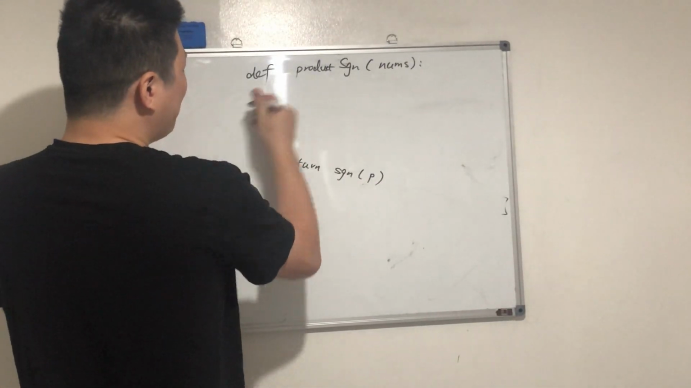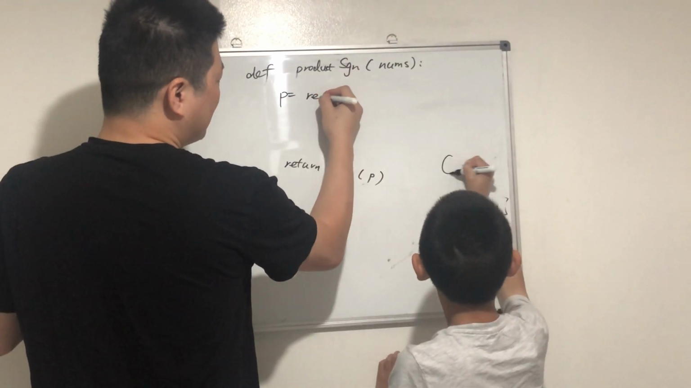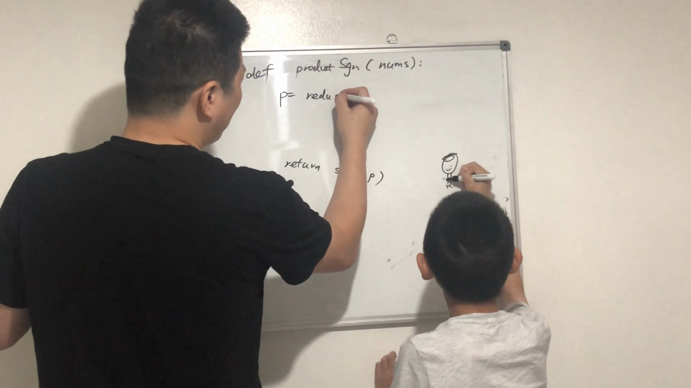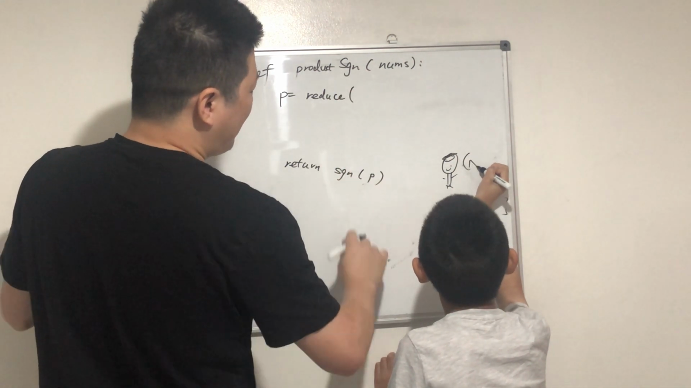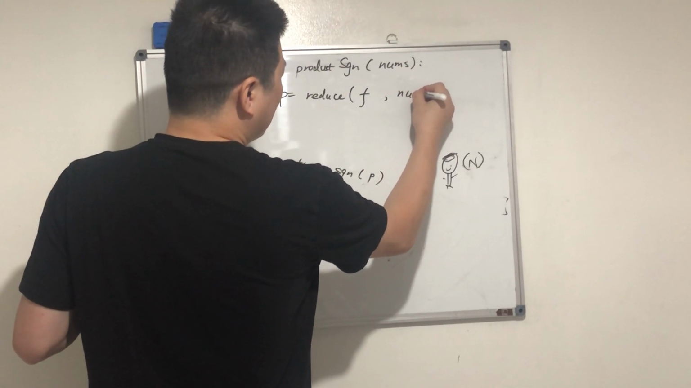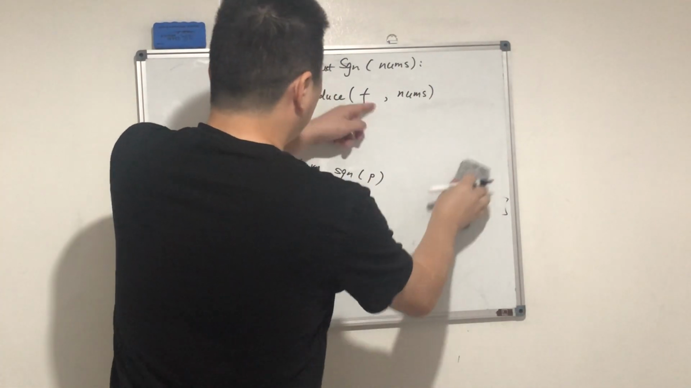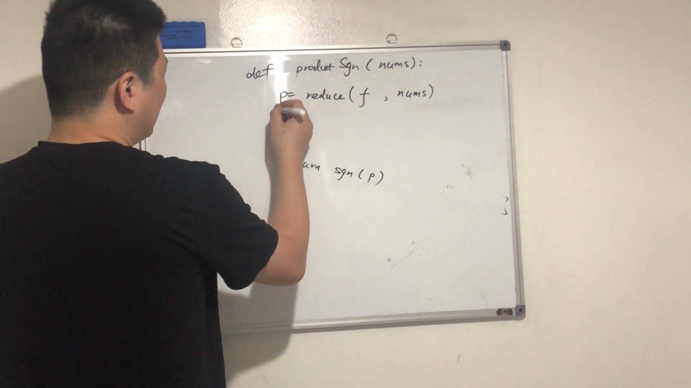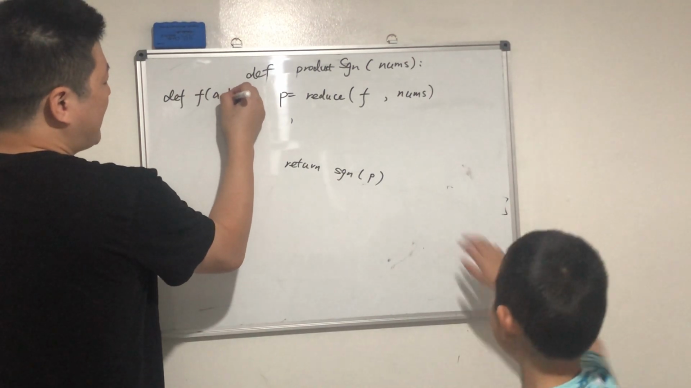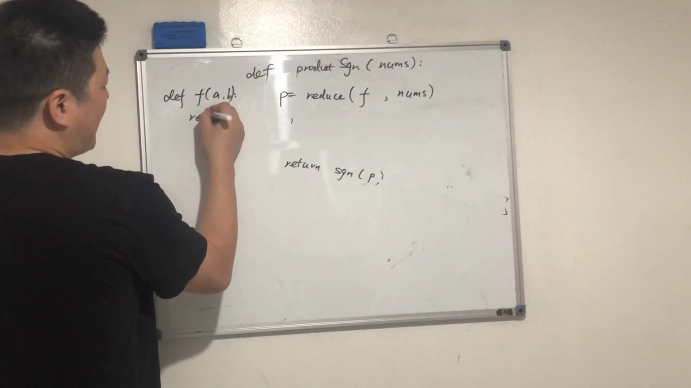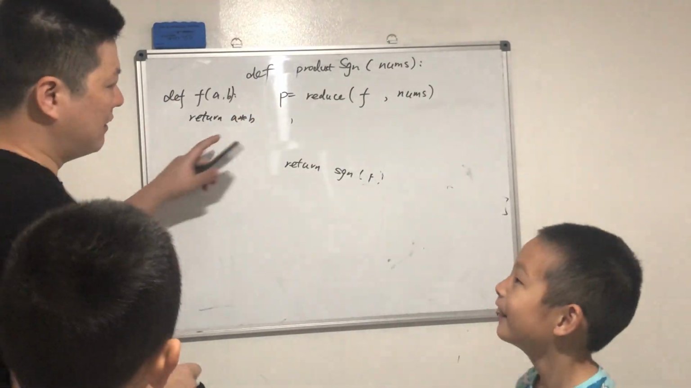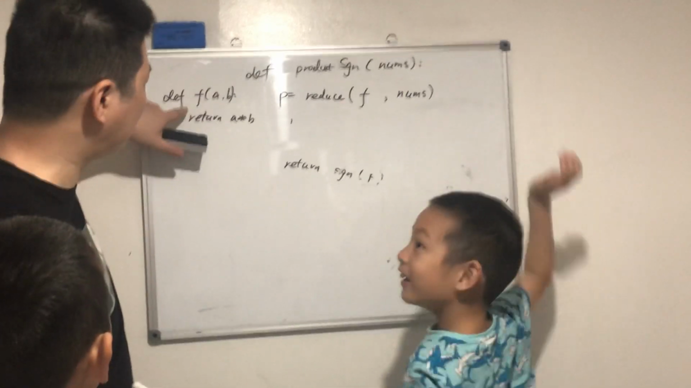Here we can do this with the reduce function. Reduce is from itertools, or from functools, I can't remember. Reduce takes a function f and then nums. That's it. But this function, we need to define it. Define f(a, b): return a times b. This function just multiplies two numbers together.